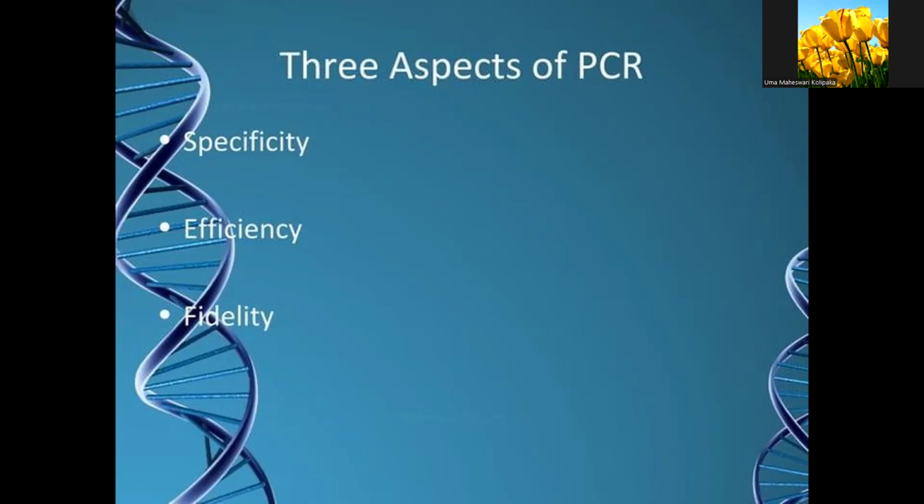Next, efficiency. Efficiency means within a very short span of time, in a very efficient way, we are making a number of copies. That is nothing but efficiency. Next, fidelity. There are no mismatches or any wrong sequences we are making. The same sequence, identical in size and in nucleotide bases, we are making identical copies in n number. These are the three aspects of PCR.